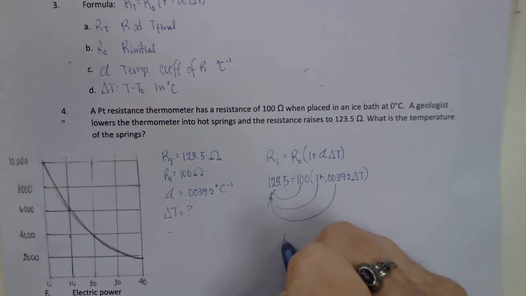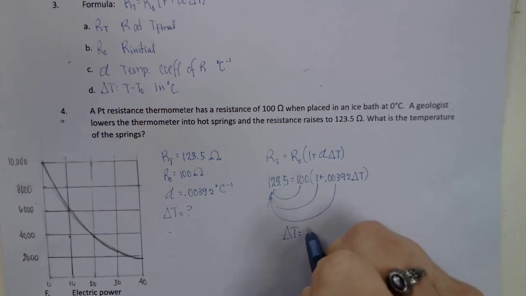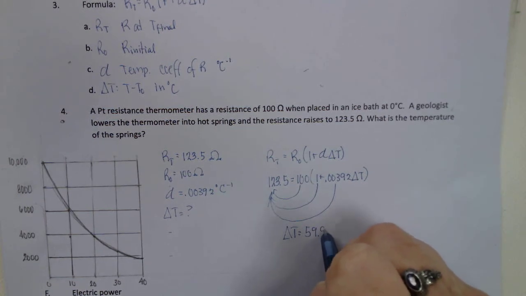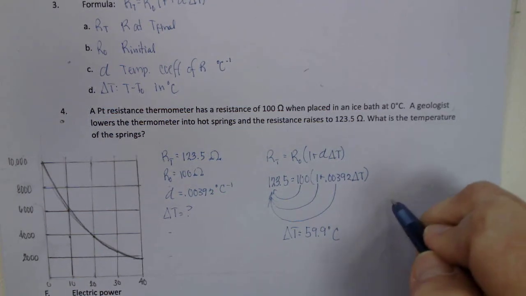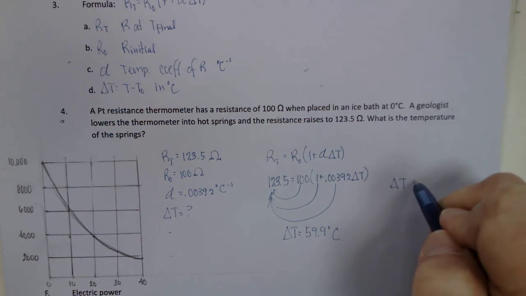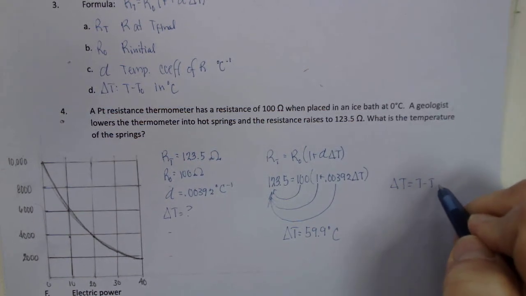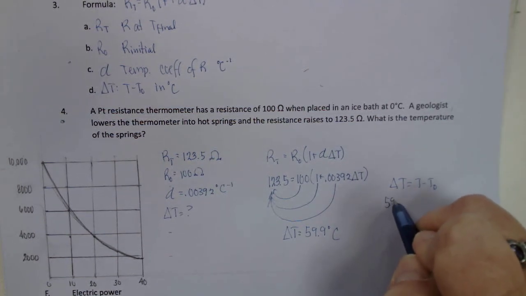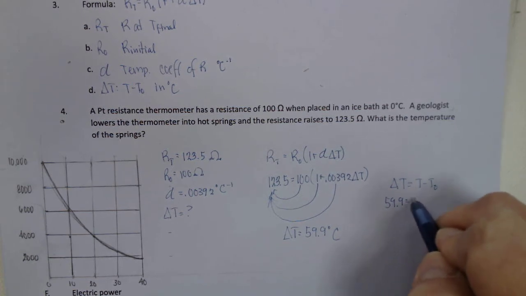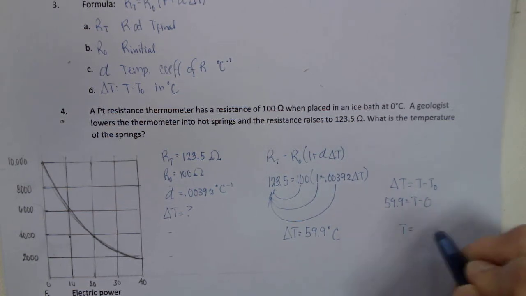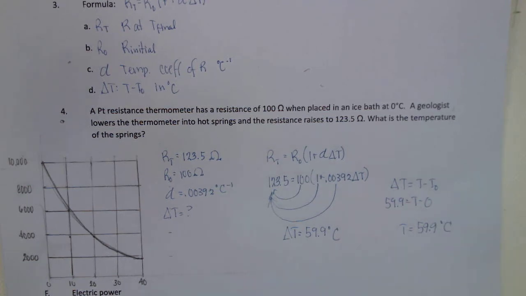And when you do that, delta T is equal to 59.9 degrees Celsius. And since delta T is T minus T naught, my 59.9 is equal to T minus 0, so T is equal to 59.9 degrees Celsius.